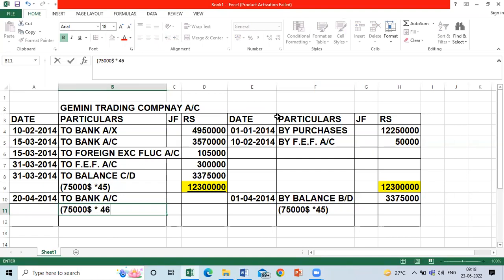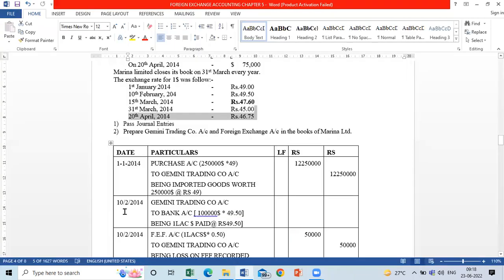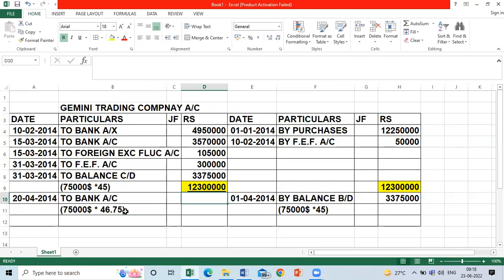$75,000 multiplied by 46.75. Same rate, right? Yes. So here, children, it will be $75,000 multiplied by 46.75, which is 35,06,250. As per the opening balance, I had to pay how much?